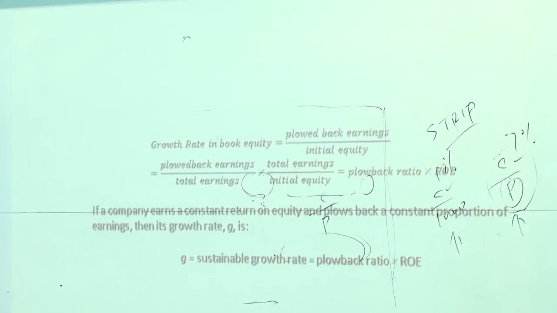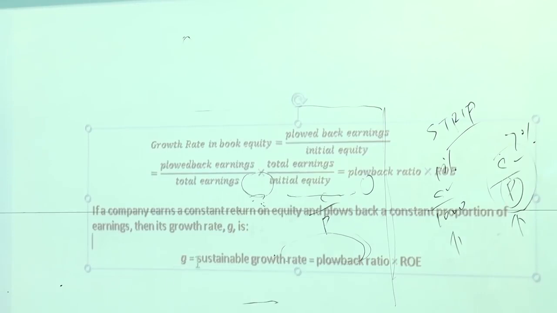And how to find the growth rate of book value? It is just the plowback ratio multiplied by ROE. And then we can get the G, sustainable growth rate. It's the plowback ratio multiplied by the ROE, which is just the growth rate of book equity, right?